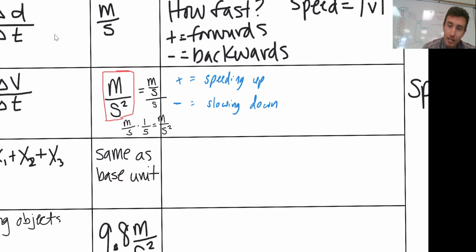If I'm braking, I'm still going forwards. So a negative acceleration doesn't mean you're going backwards. A negative velocity would mean you're going backwards, but a negative acceleration just means you're slowing down. A positive acceleration would just mean you're speeding up. You could be going forwards, you could be going backwards, but if you're going forwards, positive is going to be speeding up. All right.